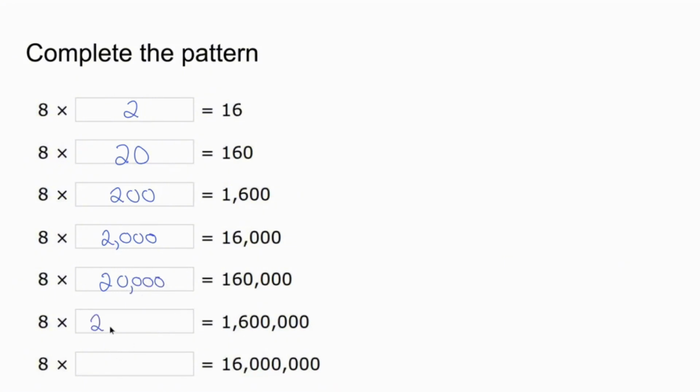So the next one will have 5 zeros to be 200,000, and the next one will be 6 zeros, 1, 2, 3, comma, comma. So 8 times 2 million is 16 million. Makes sense. 8 times 200,000 is 1,600,000. Now, of course, we wouldn't say it that way, but you get the idea, and that's how we complete the pattern.